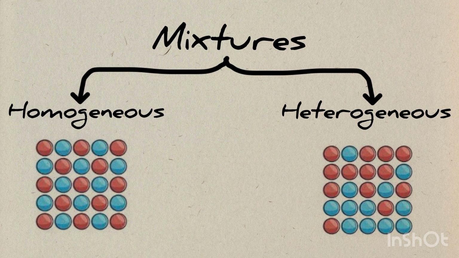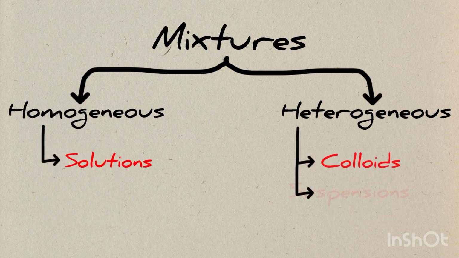In a homogeneous mixture, particles are in a uniform distribution. In a heterogeneous mixture, particles are in a non-uniform distribution. Solutions are a type of homogeneous mixture, while colloids and suspensions are types of heterogeneous mixtures. Let's look at each one more closely, then we'll compare among them.